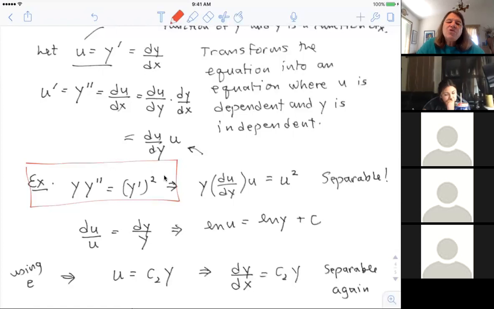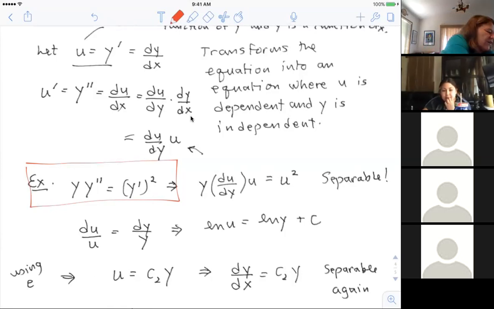So I'm going to run the same sort of situation as I did before. I'm going to let u be y prime. But now y is a function of u. That's u, now is dy dx. So if I look at y double prime, it's going to be u prime. But since u is a function of x, all right, I'll get du dx is that. Y is a function of u, which is then a function of x. That's a chain rule thing. So that du dx is going to be du dy times dy dx.